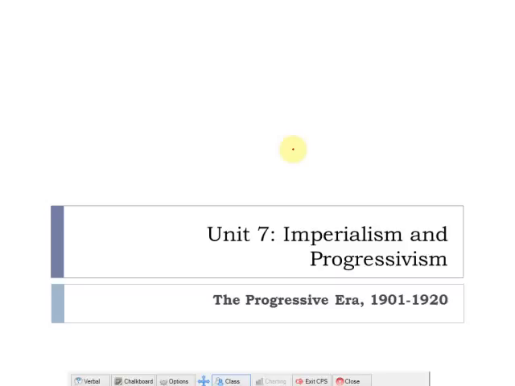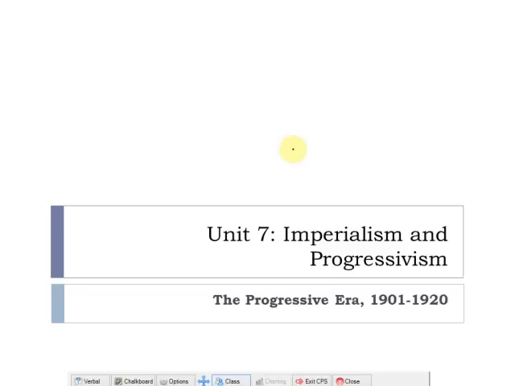Because, folks, we know America is a global power today, right? But up through Unit 6, have we seen America emerge as this global power? No. They've dabbled with the Mexican-American War and whatever else, but have they really made a big stand on the global stage? That's going to happen in this unit.